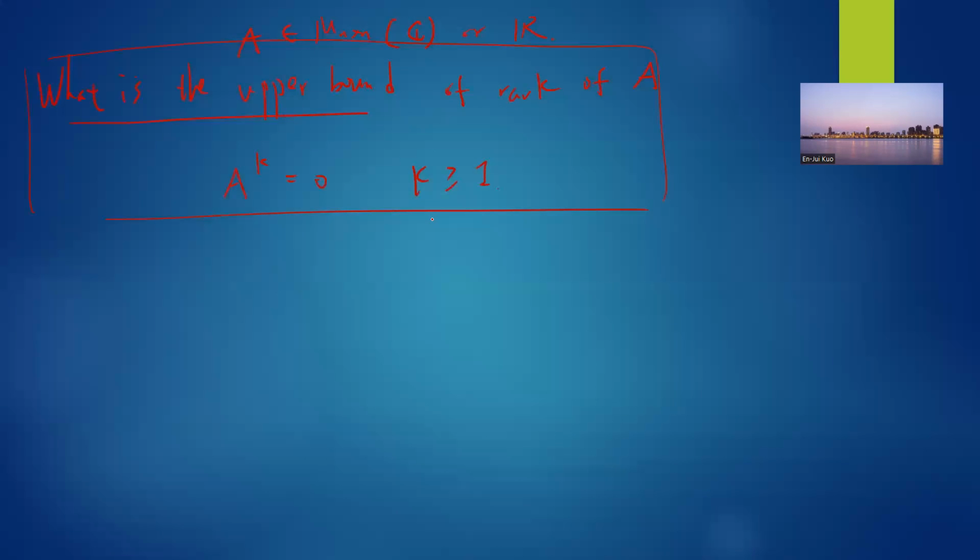If you have a matrix A which is n by n, with complex or real coefficients, what's the upper bound of the rank of A if you know A to the K is 0? Obviously K should be greater than or equal to 2, because if K is 1, then A is 0, so the rank will be 0.